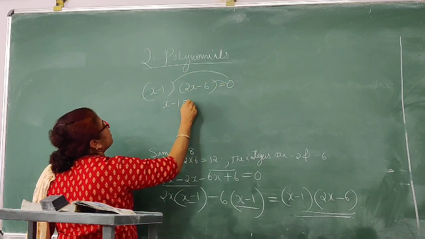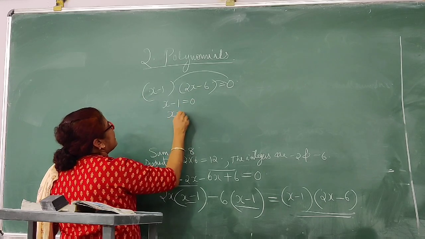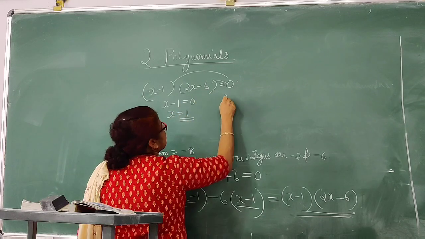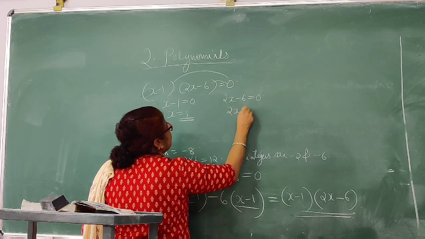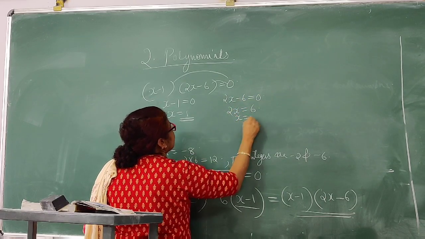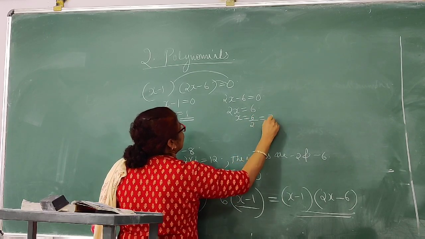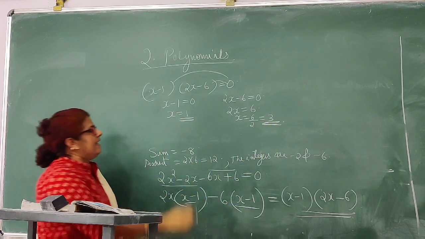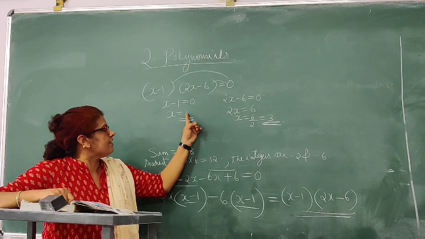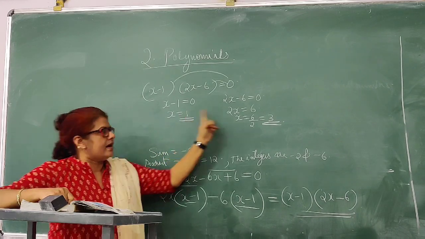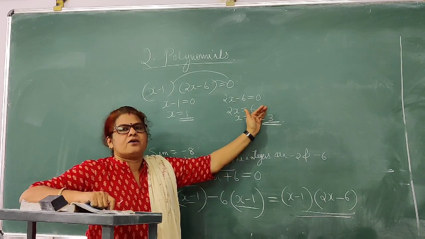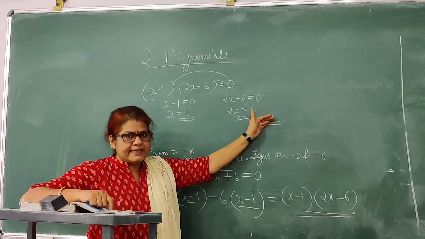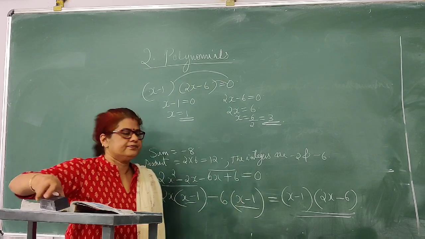When x minus 1 equal to 0, we get x equal to 1. When 2x minus 6 equal to 0, we get 2x equal to 6 and x equal to 6 by 2, which is equal to 3. And we got the two zeros as 1 and 3. Okay, then the first part of this question is over, that is to find the zeros.